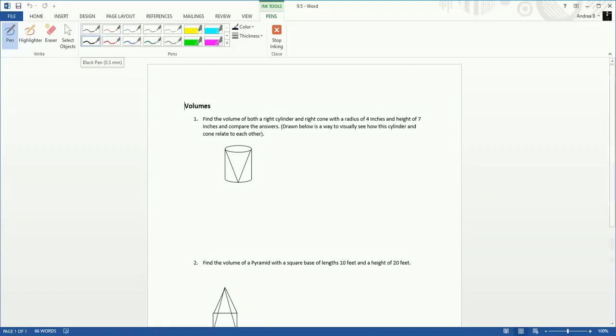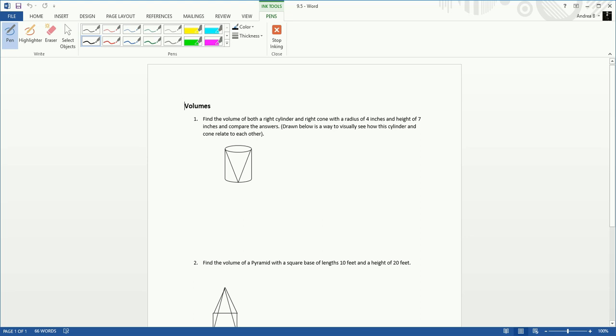Alright, for this one we're going over some volumes. So for number 1, find the volume of both a right cylinder and right cone with a radius of 4 inches and height of 7 inches and compare the answers.